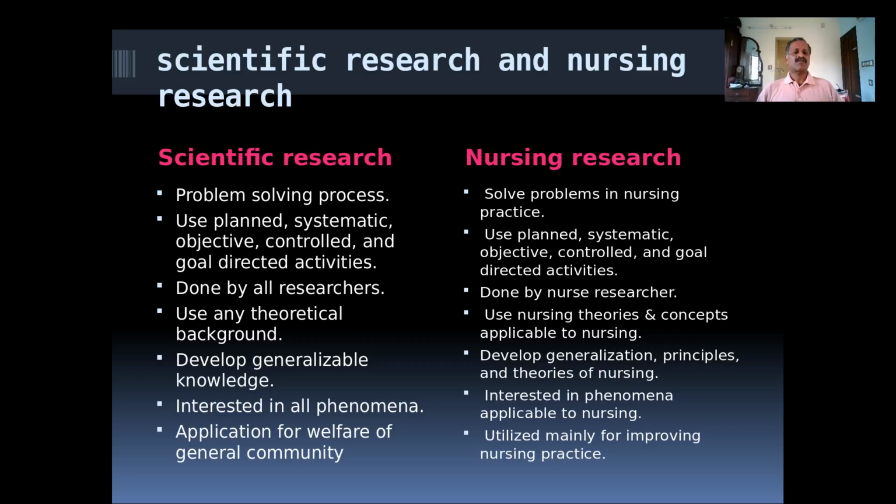Scientific research develops generalizable knowledge, whereas nursing research develops generalized principles and theories of nursing. Scientific research is interested in all phenomena, whereas nursing research is interested in phenomena applicable to nursing. Then scientific research is applied for the welfare of the general community, whereas nursing research is utilized mainly for improving nursing practice. So it's only a comparison, not a difference, between scientific research and nursing research.